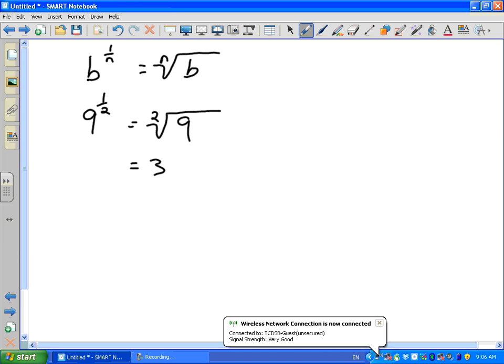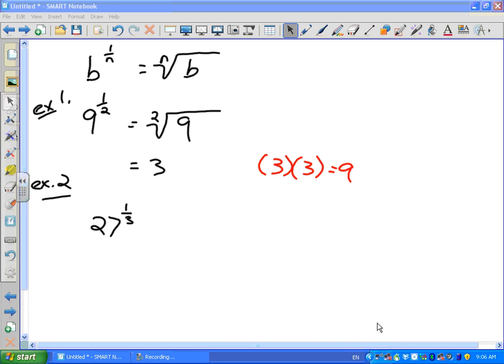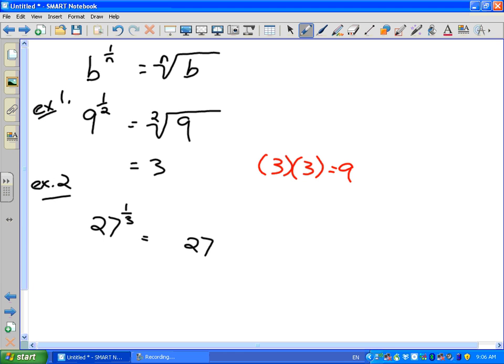So in other words, if I multiply, we'll do it in red over here, 3 times 3, I'm going to get 9. Okay? Let's do another example. Example 2, I have 27 to the power of a third. When I go to set this up, I have 27 to the third root. Whatever number is on the bottom, I bring over there. So we have a 3, so we're asking for the third root.